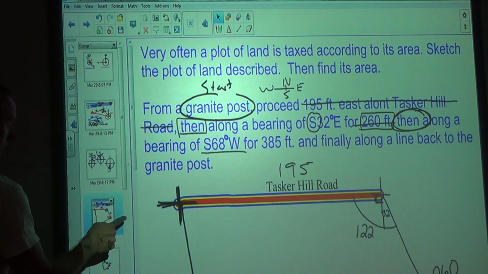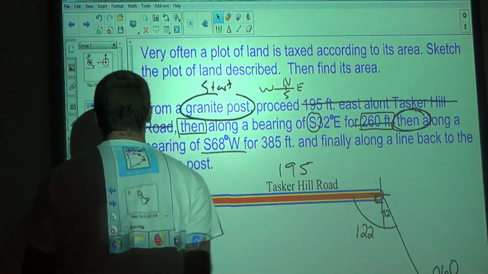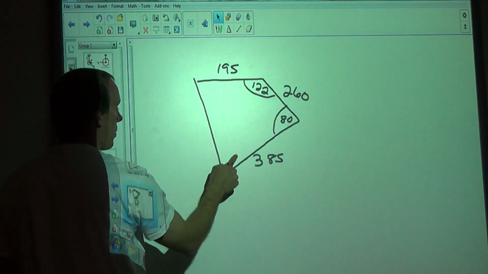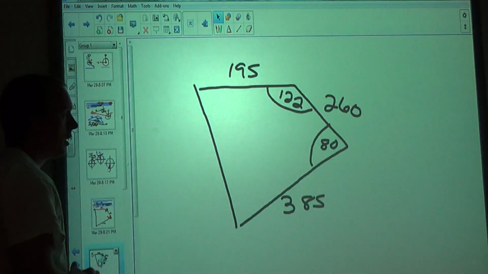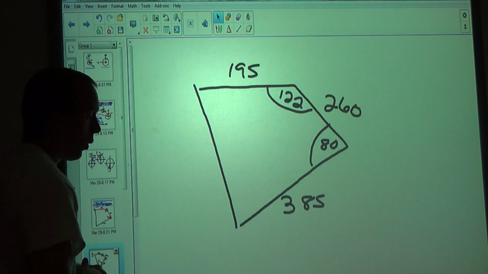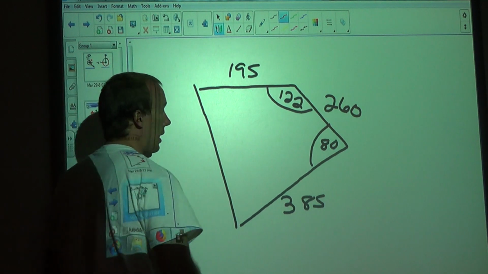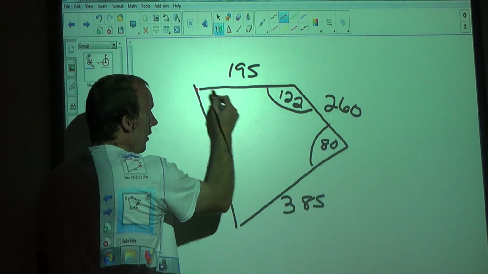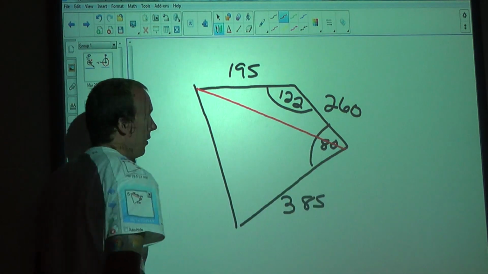Now, let's read what the question says. It says, then find its area. So, now, we just drew it out, but does this look familiar to problems we've already done earlier in this chapter? And it should. It's a quadrilateral. We don't know how to find the area of a quadrilateral, but I do know how to find the area of a triangle. And in order to find the area of a triangle, I would have to make a line. Now, since there's no right angles here, I'm just going to split it like that.